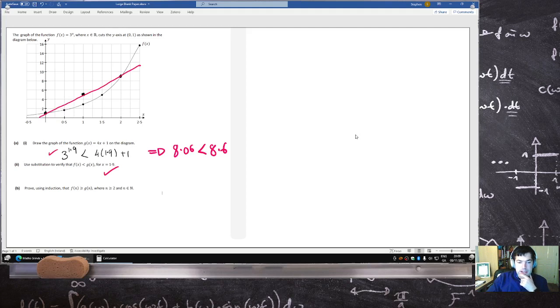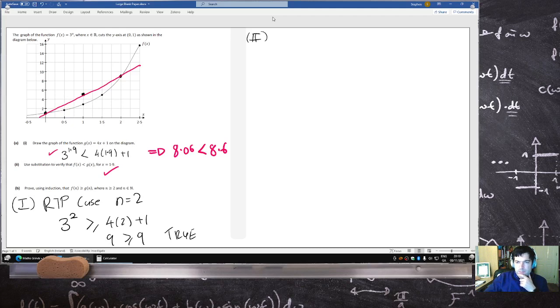Now prove that F(n) is greater than or equal to G(n) when n is greater than or equal to 2. Okay, we know the story here. We want to, case n is 2. So F(n), so that's 3 power 2, is that more than or equal to 4 times 2 plus 1? Is 9 more than or equal to 9? So that's true.